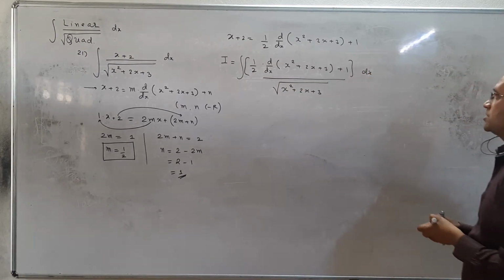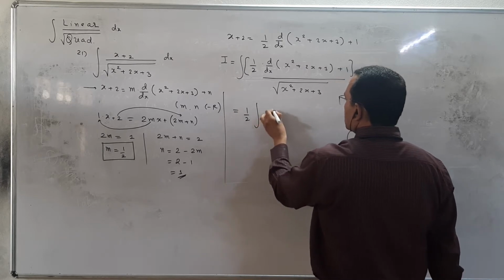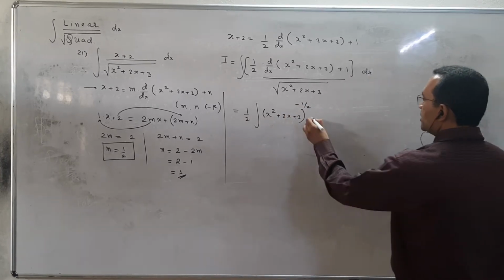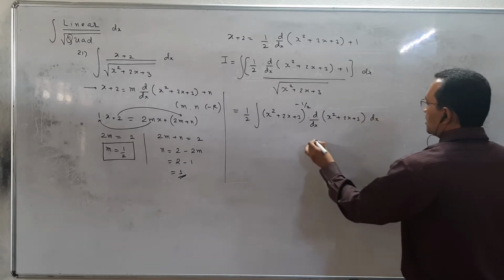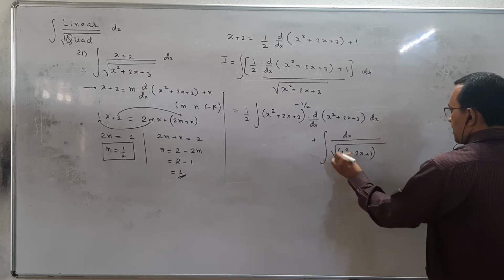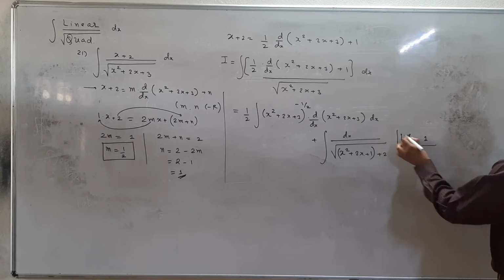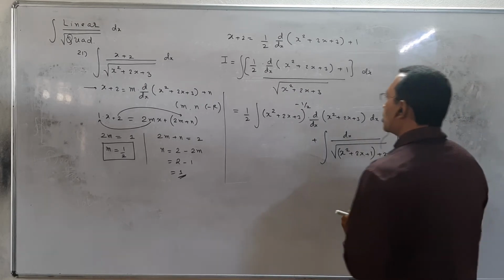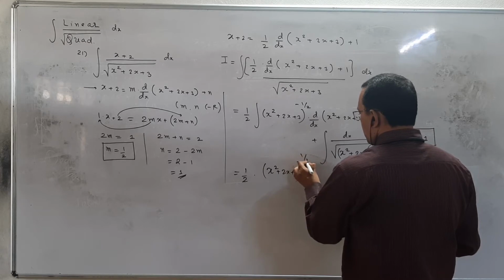Now go for individual division as usual. So this changes to 1 by 2 integration of x square plus 2x plus 3 raised to minus 1 by 2 into d by dx of x square plus 2x plus 3 dx, plus integration of 1 dx upon under root of x square plus 2x plus 3. The last term is 1, adding and subtracting 1. Now that much all of you can easily understand. So I add and subtract, so 3 minus 1 will become 2. Now integrate both the terms at a time. 1 by 2 into x square plus 2x plus 3 raised to 1 by 2, divided by 1 by 2, into 2.